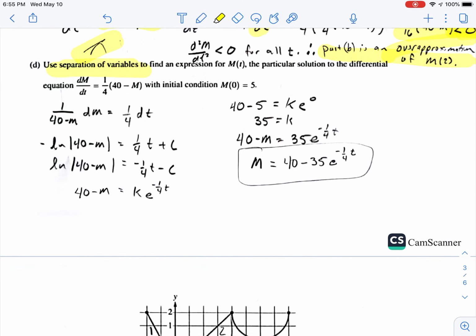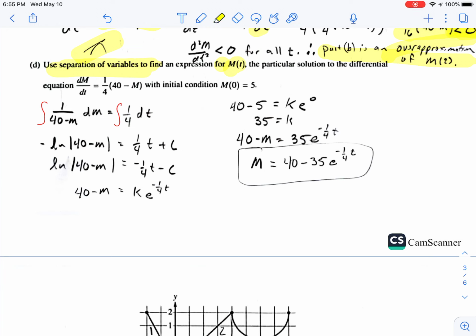Wow, they even give us separation of variables. They don't just tell us solve for m of t. I think College Board learned their lesson on that one. So now they're going to go ahead and tell us separation of variables. All right, so we separate our variables. Then we take the antiderivative of both sides. I probably kind of forgot to put my integrations in there.